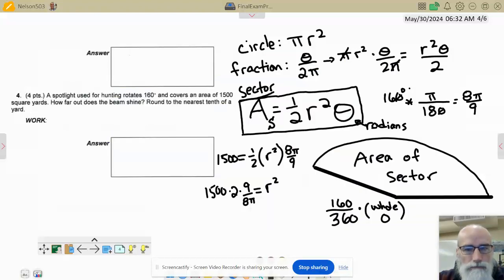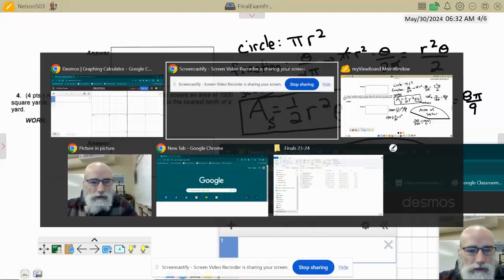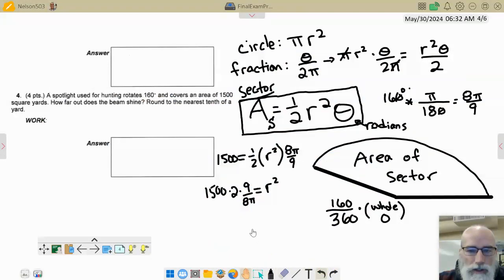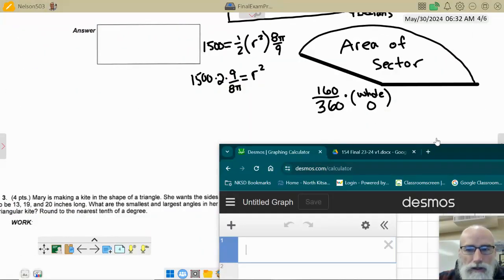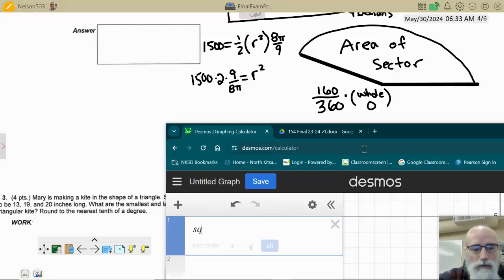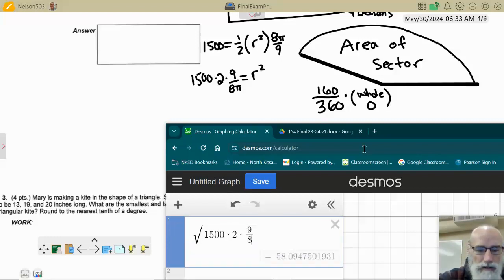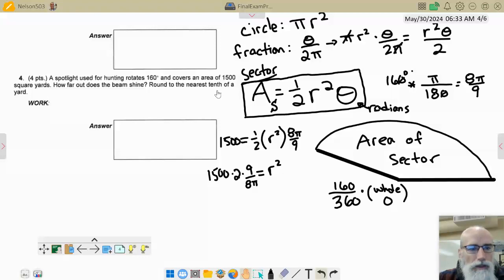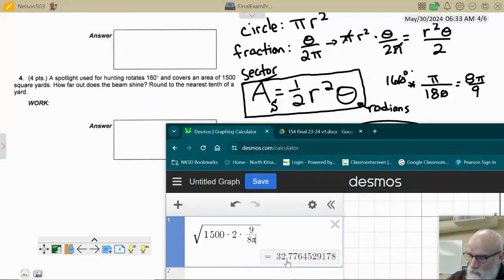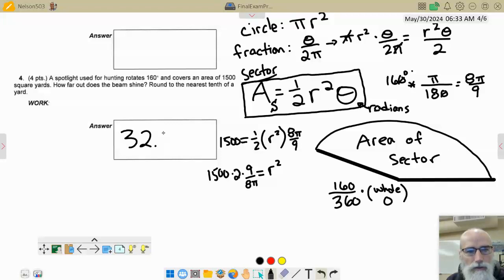So let's open up Desmos. There's Desmos right there. Let me jump back over here real quick and move my screen up so you can see the numbers that I'm just going to crank out here in a second. All right. So I'm going to type in square root first, and then I'm going to go 1,500 times 2 times 9 divided by 8 pi. And I get 32.77. What do they want me to round to? To the nearest tenth. Okay, so I want 32.8. 32.8 is going to be my answer here. Was it feet? Yards. Okay, so yards.